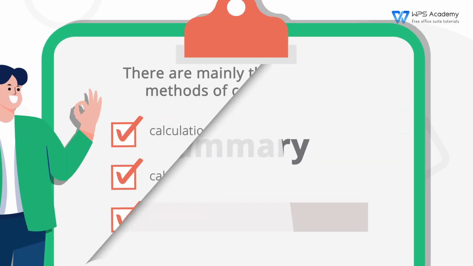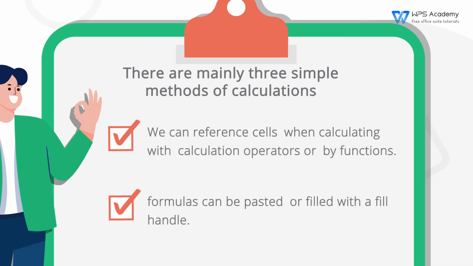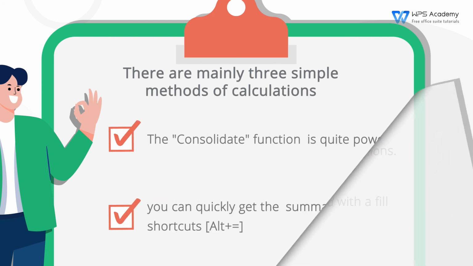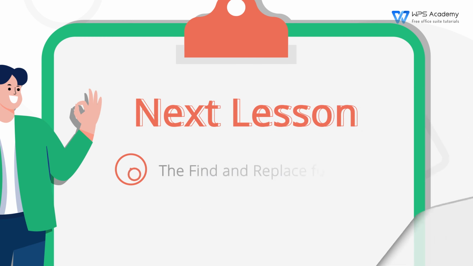Now let's summarize and review what we have learned in this lesson. 1. There are mainly 3 simple methods of calculations, namely calculating with calculation operators, calculating by pasting special, and calculating by functions. 2. We can reference cells when calculating with calculation operators or by functions, and formulas can be pasted or filled with a fill handle. 3. The consolidate function is quite powerful, and you can quickly get the summation using the shortcut Alt equals.